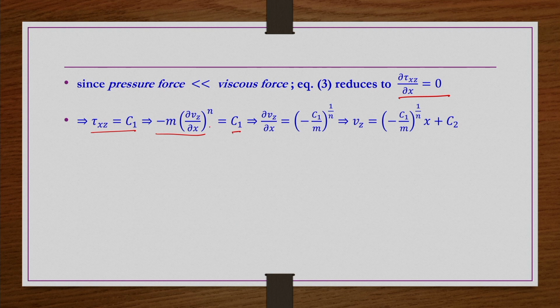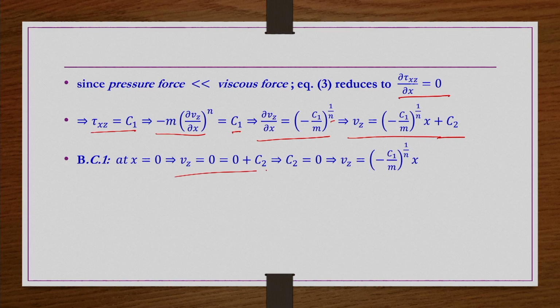Now, you take this C1 and you take minus m to the right hand side, so that it is C1 by m, and then take both sides to the power 1 by n. So, then you get dou Vz by dou x is equals to minus C1 by m whole power 1 by n. Now, you integrate this one: Vz is equals to minus C1 by m whole power 1 by n x plus C2. So, even before obtaining the constants C1 and C2, we can understand that in the case of power law fluids also the velocity profile is linear. Only thing is that we have to obtain the constants. Let us see if the constants are also the same or not. After obtaining the constants, are we getting the same velocity profile as in the case of Newtonian fluid or not, that we check.